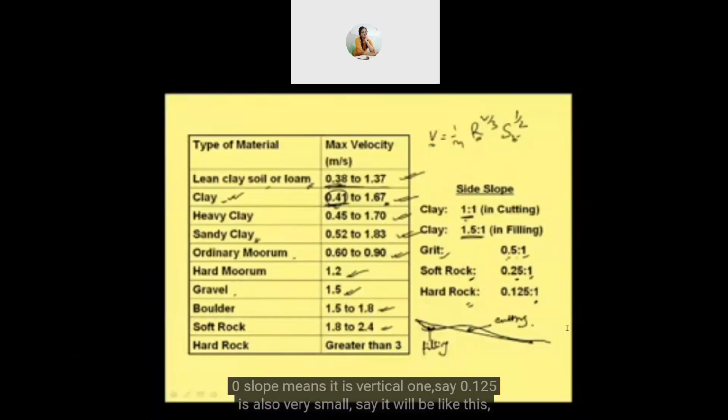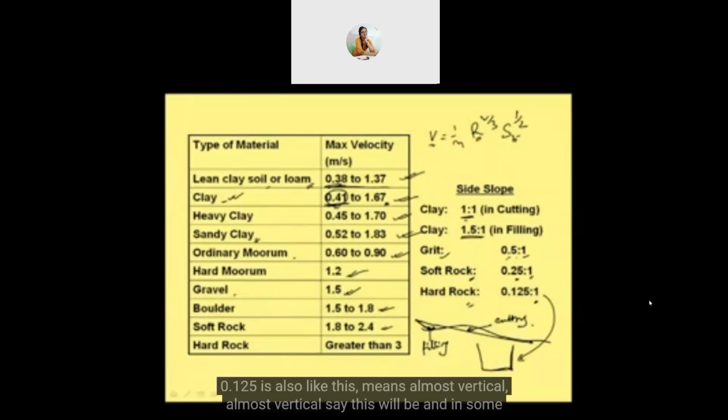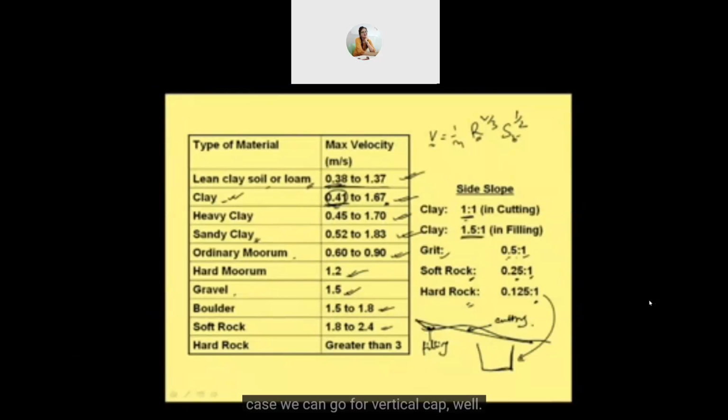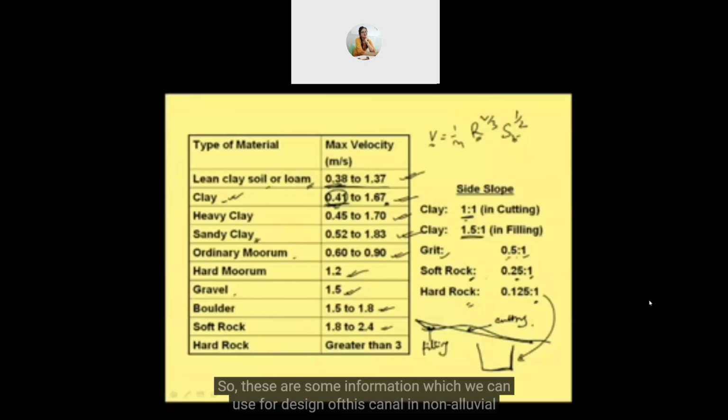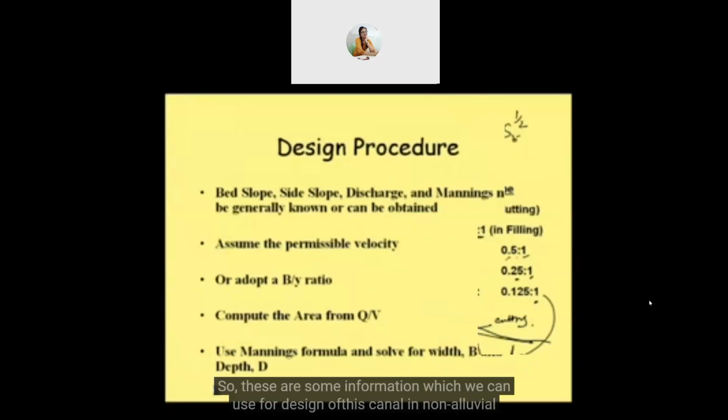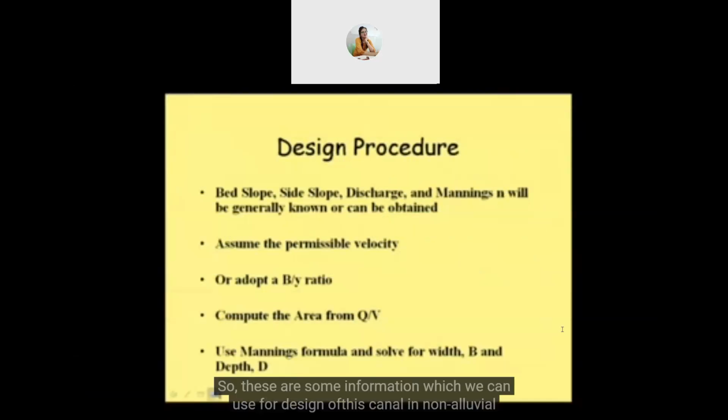0.125 is also very small. Say it will be like this. 0.125 is also like this, means almost vertical. Almost vertical, say it should be. And in some cases, we can even go for a vertical cut. Well, so these are some information which we can use for design of this canal in a non-alluvial channel.